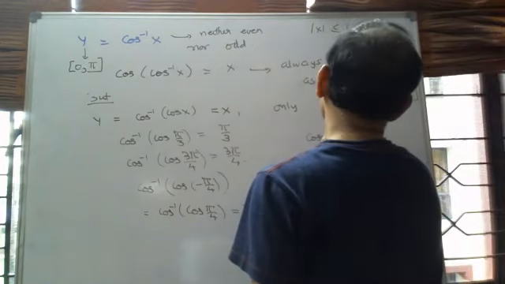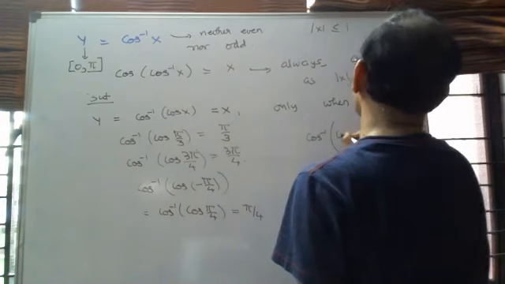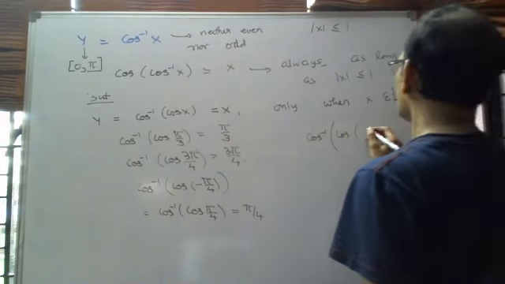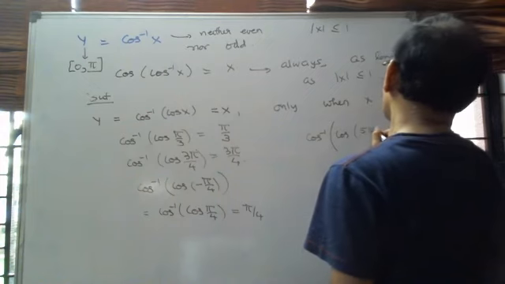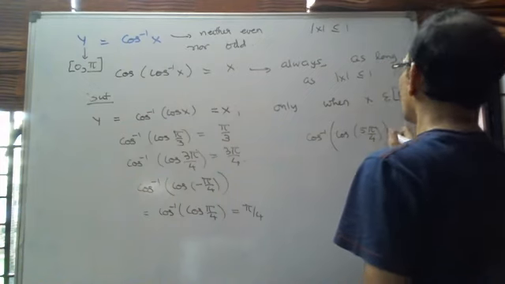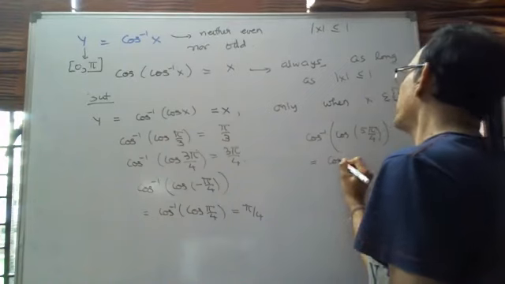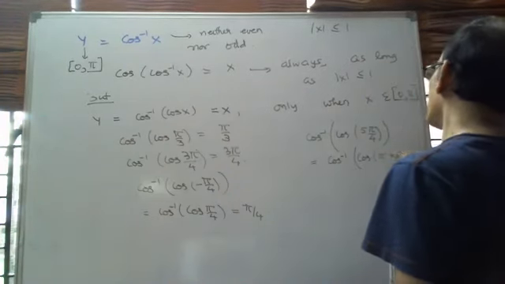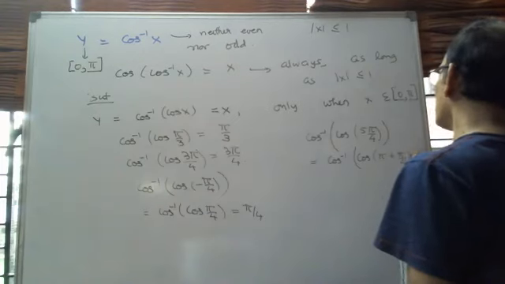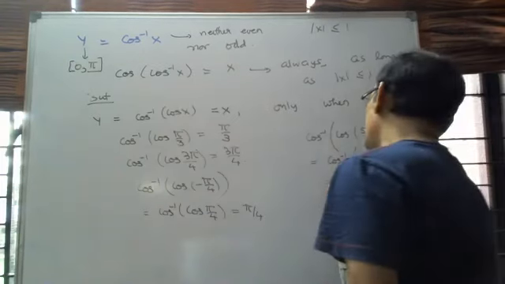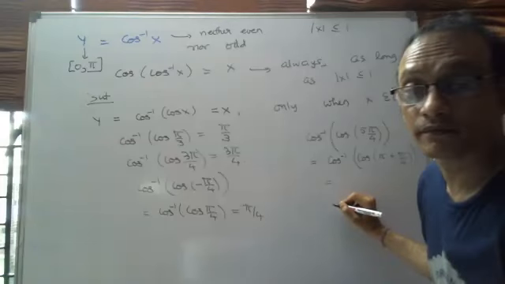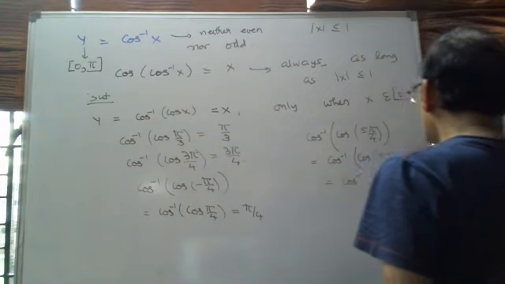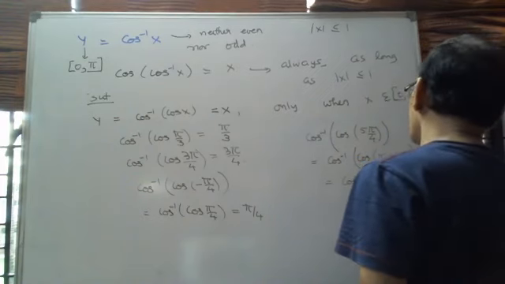Right. Now think about cos inverse cos 5 pi by 4. I'll write it as cos inverse cos of pi plus pi by 4. Cos of pi plus theta is minus cos theta. So this is cos inverse of minus cos pi by 4.